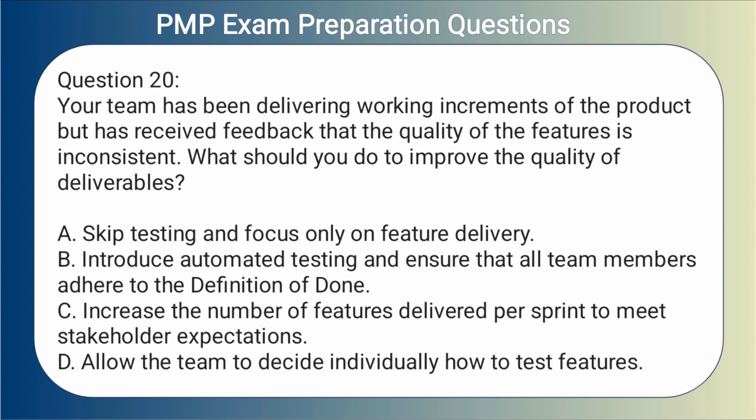A. Skip testing and focus only on feature delivery. B. Introduce automated testing and ensure that all team members adhere to the definition of done. C. Increase the number of features delivered per sprint to meet stakeholder expectations. D. Allow the team to decide individually how to test features.